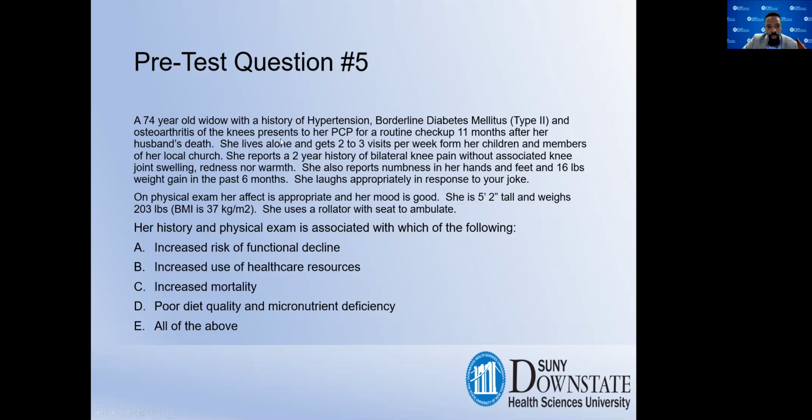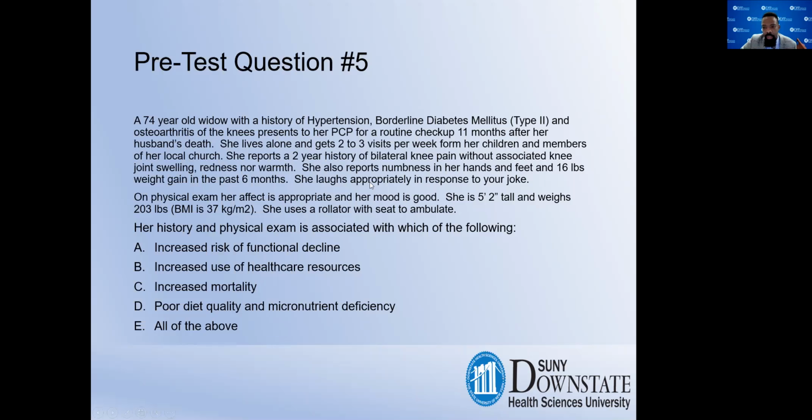She lives alone, an elderly living alone. That's a warning sign. She gets 2 to 3 visits per week from her children and members of her local church. She reports a 2-year history of knee pain. Okay, knee pain is important without associated joint swelling, tenderness, redness, warmth. That's inflammatory arthritis. She does not have inflammatory arthritis such as rheumatoid or other inflammatory. She also reports numbness. So this is neuropathy in her hands and feet. Okay, think of the differential for that, not just micronutrient deficiency in terms of B12, but think of neuropathy from diabetes or nerve impingement at a higher level. And feet, so numbness in feet.